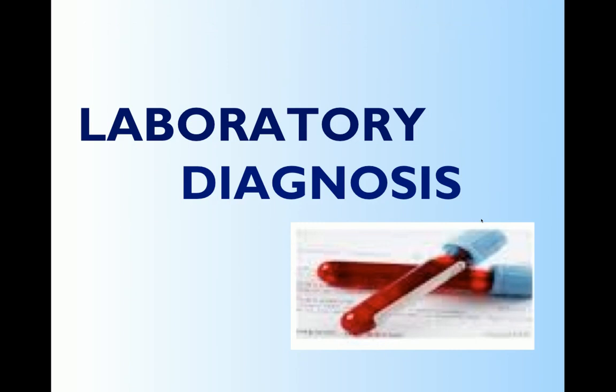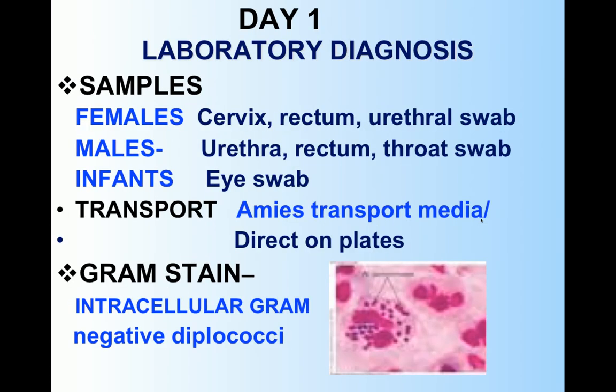Now, coming to the laboratory diagnosis, which is very important, we generally get a question on lab diagnosis of Neisseria gonorrhoeae or even Neisseria meningitidis is equally important. So, day one is where you're going to collect the samples, and the samples can be collected from females, males, and infants. The sites in females are the cervix, rectum, or the urethra, whereas in males it is the throat or the urethra or rectum. Infants, we get eye swabs.